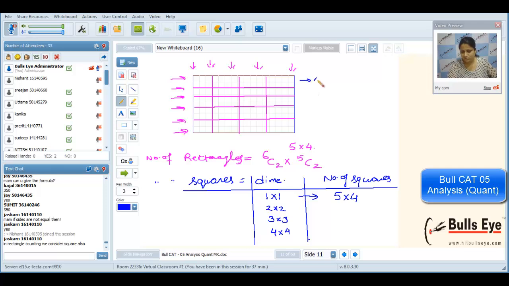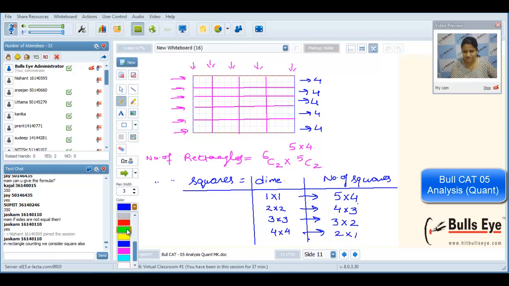In the first line you have 4 squares. In the second line you have 4. In the third line you have 4, 4 and 4. So it will be 5 by 4. What will be the next thing? It will be 4 by 3. 2 by 2 squares, if you want to calculate, it will be 4 by 3. In this case, it will be 3 by 2. And in this case, it will be 2 by 1.